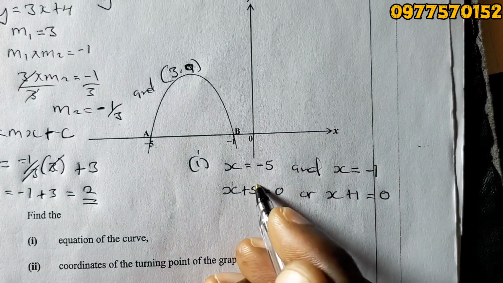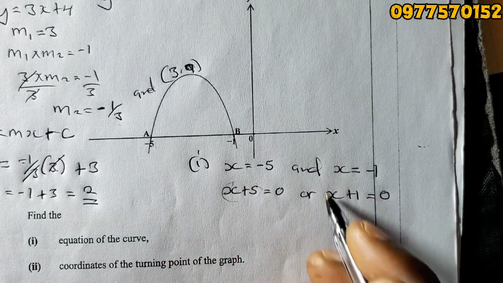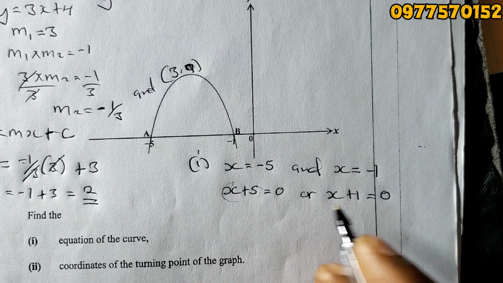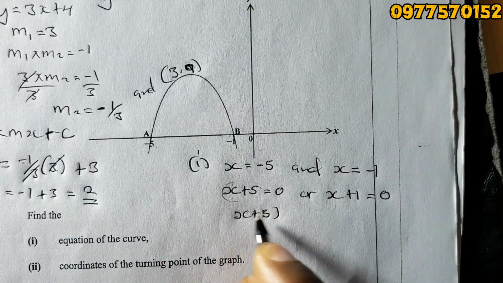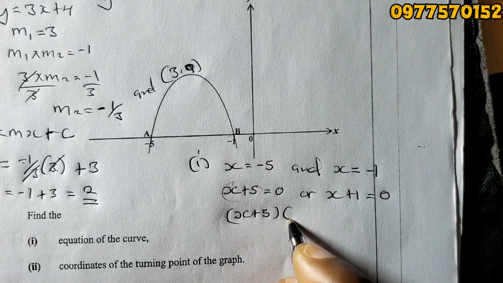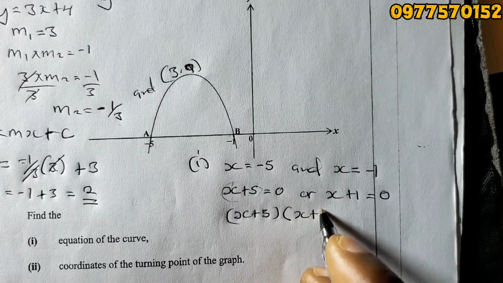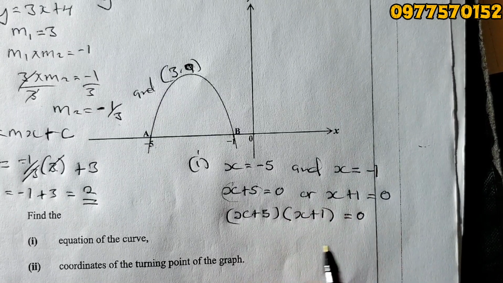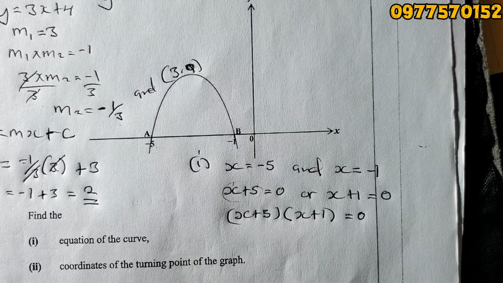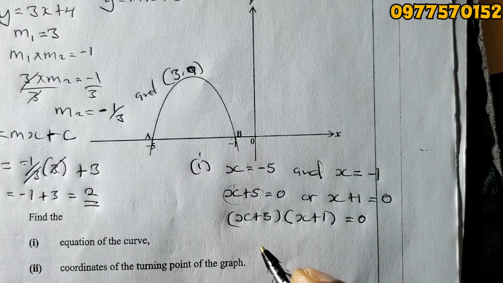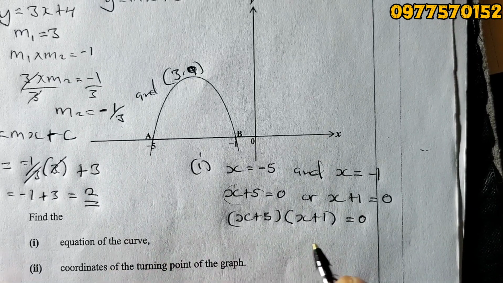Then we're going to multiply this and this one. To show that we're multiplying, I'm just going to write the brackets: x plus 5 in brackets multiplied by x plus 1 is equal to 0. You see, the equation is forming gradually, slow but sure. The equation is forming. So it's like you are doing the reverse of the actual process.